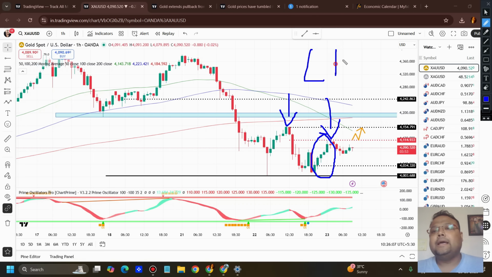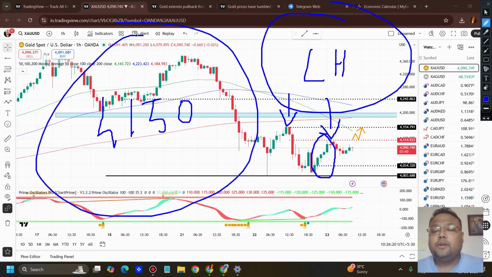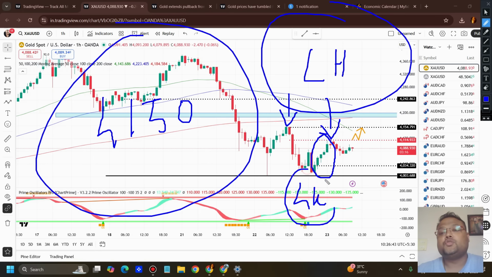One thing I would like to show you here is that the market is still forming lower highs, though it is surviving above the 4,000 level. You can see the pressure on the chart remains until and unless gold crosses 4150. Crossing 4150 means the structure of the market will change. The structure will be sideways or choppy, no longer lower highs.